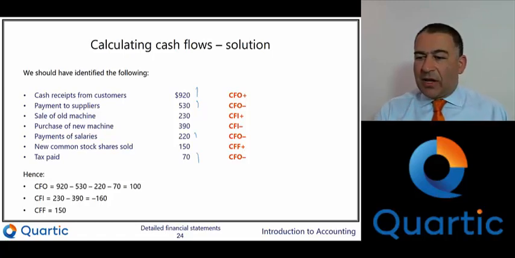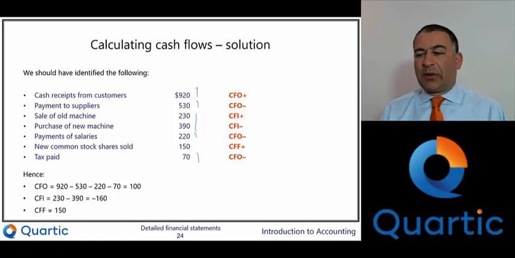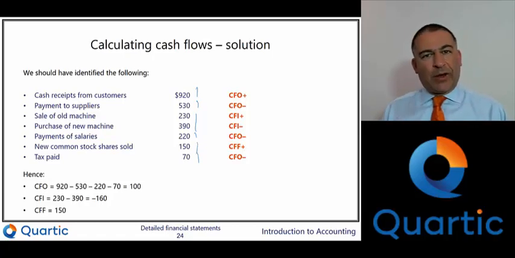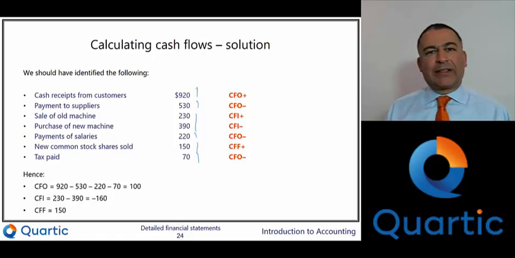If you look at CFI, you've got the purchase and sale of the machines, 230 and 390. 230 coming in, 390 going out, leaves you with minus 160. And then CFF, you've just got the share sale, which is plus 150. Hopefully you got that. Just a useful little exercise for you.